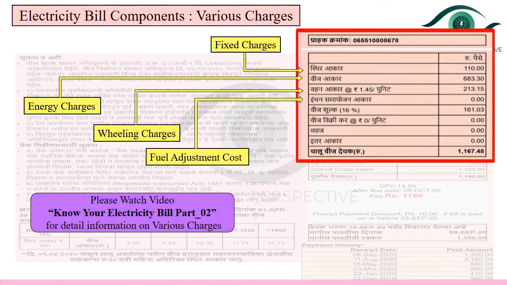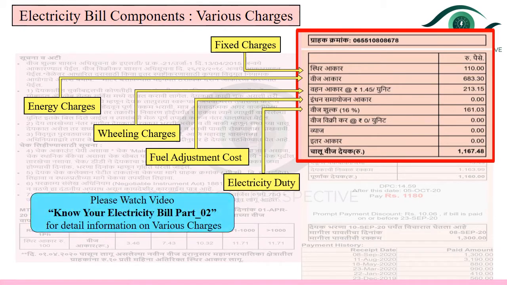This difference in price is recovered from the consumer through fuel adjustment cost. Again, it is calculated on the basis of number of units consumed by the consumer in a slab-wise manner, and in every month the charges are mentioned on the reverse side of your electricity bill.